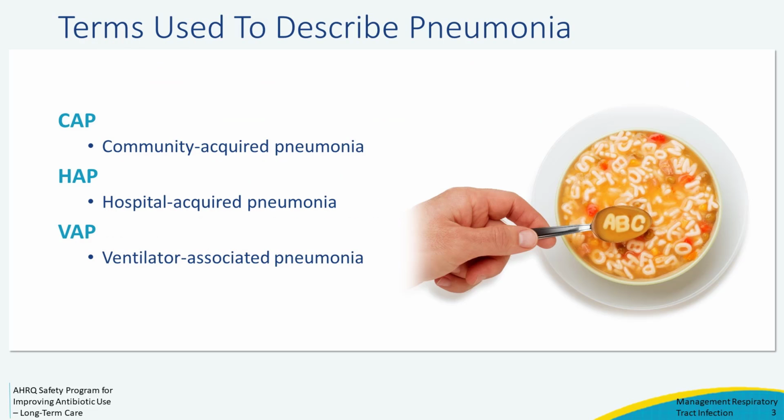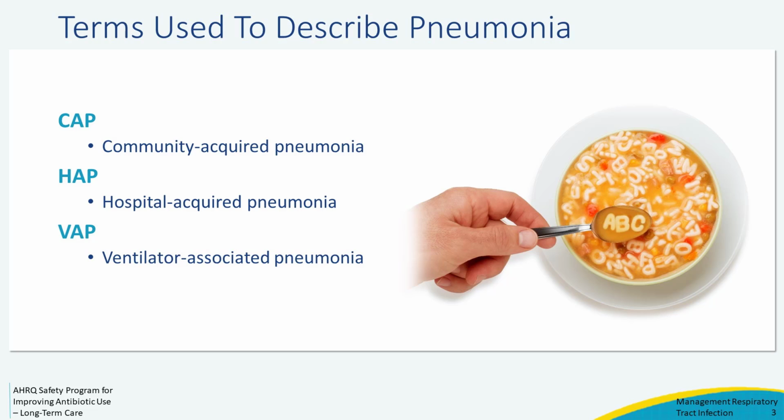Here we have an alphabet soup of terms or acronyms. CAP stands for Community-Acquired Pneumonia. This term refers to people without recent exposure to health care or to broad-spectrum antibiotics in the previous 90 days. HAP stands for hospital-acquired pneumonia, or any pneumonia that develops at least 48 hours following hospitalization. VAP stands for ventilator-associated pneumonia, or any pneumonia that develops at least 48 hours after intubation.